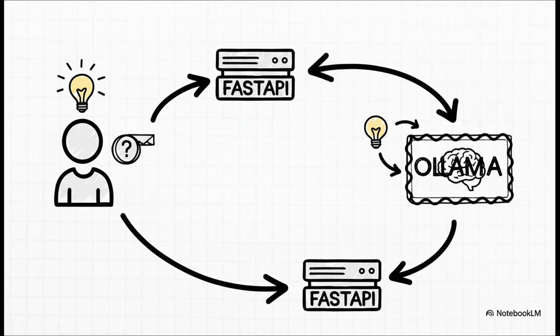Okay, follow the bouncing ball here. The user's question first slams into our FastAPI server. Our API acts like a quick little messenger, immediately forwarding that question over to Ollama. Ollama then hands the question to the LLM, the brain. Once the brain figures out an answer, it passes it back to Ollama, which sends it back to our FastAPI server, and finally, all the way back to the user who asked the question in the first place. It's just a clean and honestly a surprisingly fast round trip.